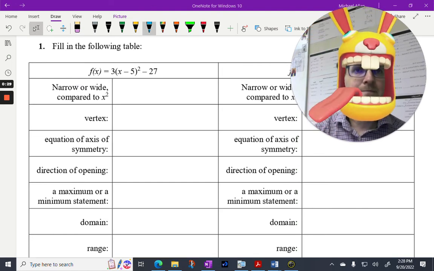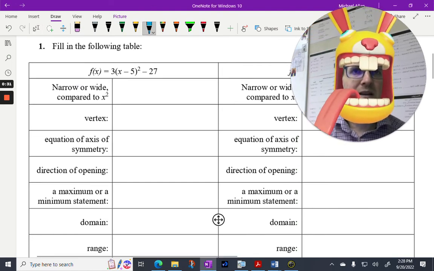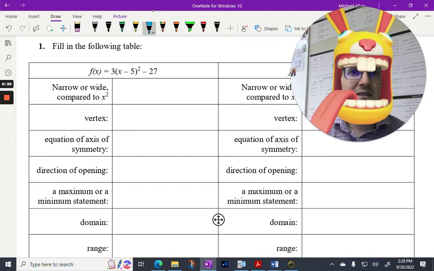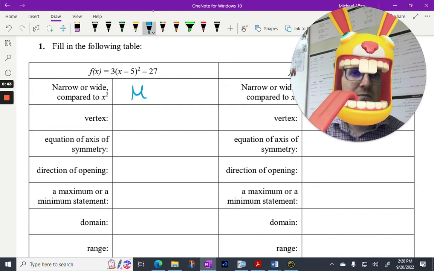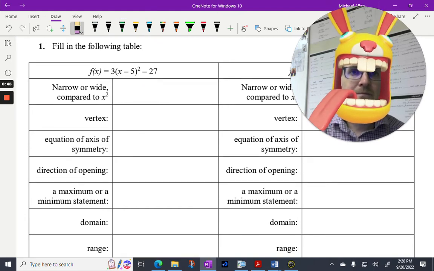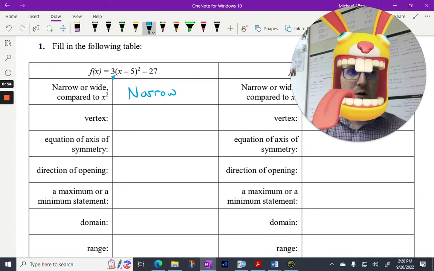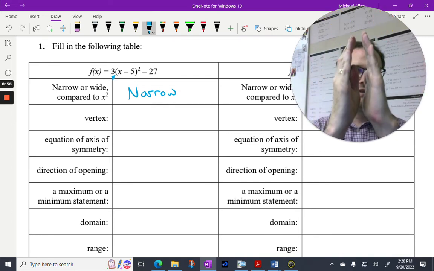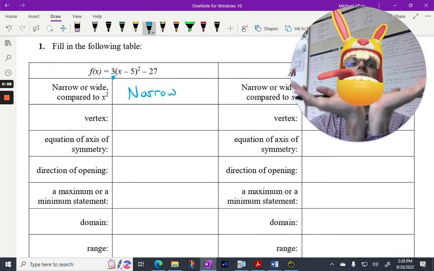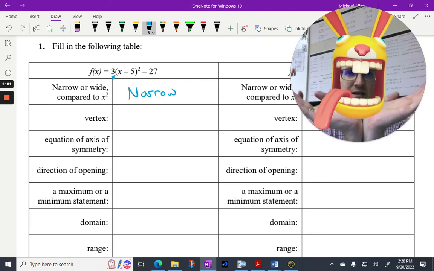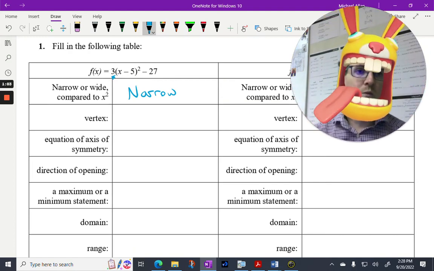So let's see. Let me get the right pen I want to use today. Because of the 3 in the front and being positive, the positive part doesn't really matter for the first part, whether it's wide or narrow. But because of the 3 in the front, this is going to be a narrow graph, right? The larger this value is compared to 1, the more narrow it's going to get. And then the less it is, closer to 0, the more wide it's going to be.